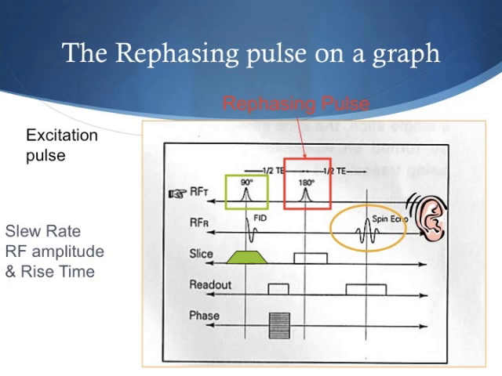Now you can see on the graph there's still 3 more lines we haven't even covered yet. All we've done is the transmit and receive line. There's still the slice gradient, the readout gradient, and the phase gradient that we haven't covered, and we're not going to cover for a while. Right now we're just talking about the basic signal formation.